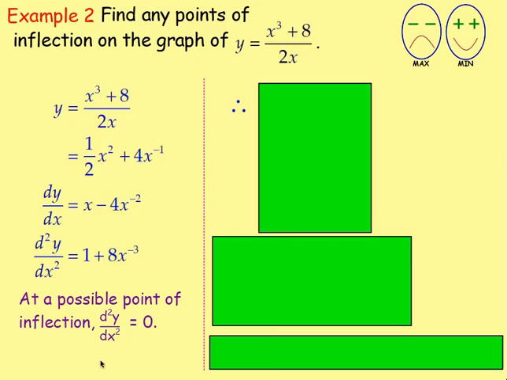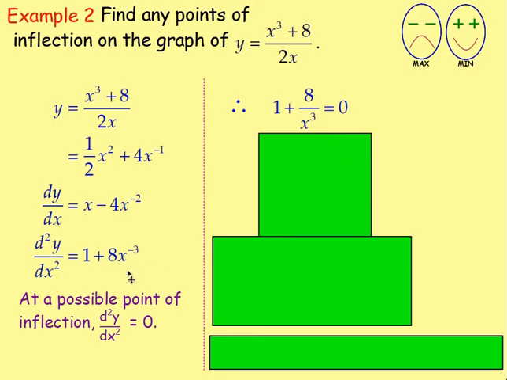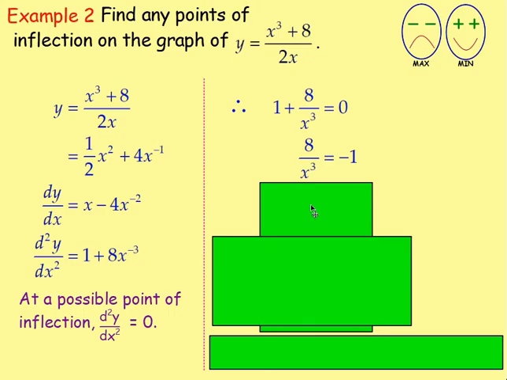Just remember, at a possible point of inflection, the second derivative equals 0. So set that equal to 0. All I'm doing is moving the x cubed down to the bottom below the 8. So I've got 1 plus 8 over x cubed equals 0. Subtract 1 from both sides, so 8 over x cubed equals negative 1. Multiply both sides by x cubed would give you 8 equals negative x cubed. And if you multiply both sides by negative 1, you get x cubed equals negative 8. What number do you cube to get negative 8? Brilliant, you get negative 2. So negative 2 cubed would give you negative 8. So x would equal negative 2.